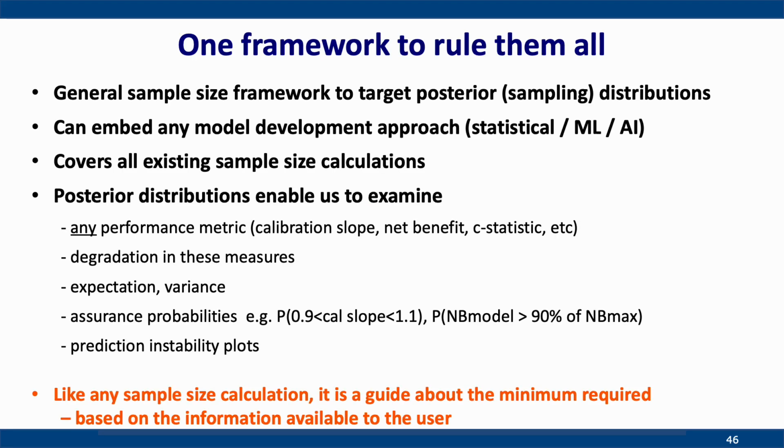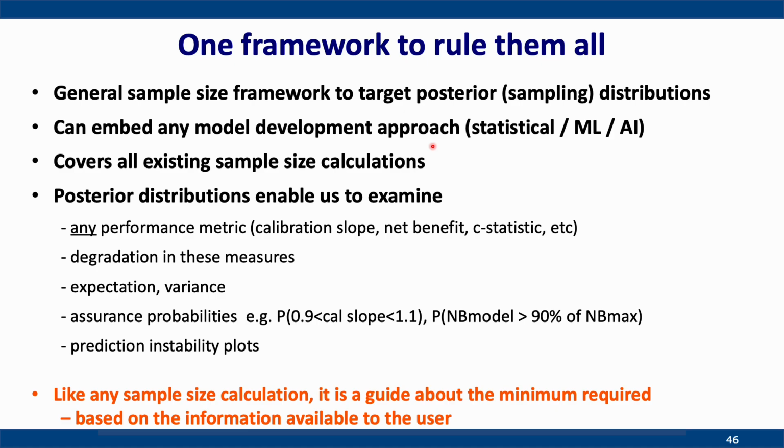Right, let's finish with a summary. So, one framework to rule them all. I see this paper as a foundational piece. There's lots of research still to be done to make this easily applicable to the general user. But we propose that the framework gives a general framework to target posterior sampling distributions for any metric of interest which can be formed from any model development approach.